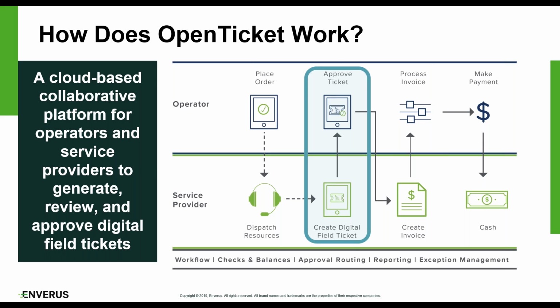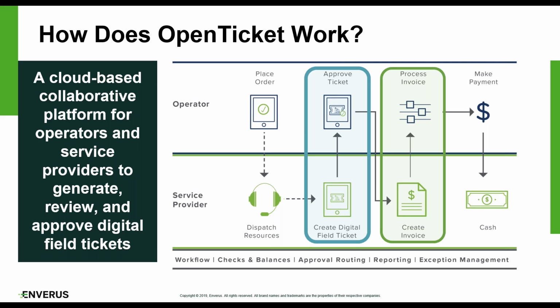The service provider provides resources. A field ticket is generated, and that field ticket is approved by the operator's company man, either right at the site or after the process. That approved field ticket is then used to support the creation of the invoice. The invoice is processed, and payment is ultimately made. So what OpenTicket is essentially digitizing is the field ticket creation on the supplier side and the approval on the operator side. And Don, if we move forward a little bit, we can see how that ties into the digital invoicing process.